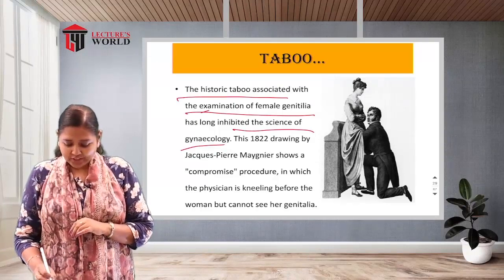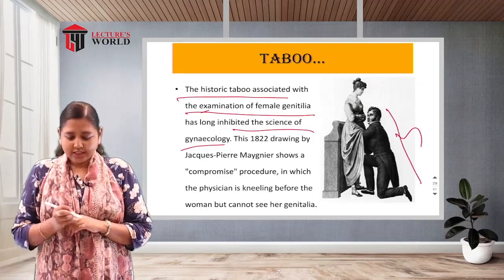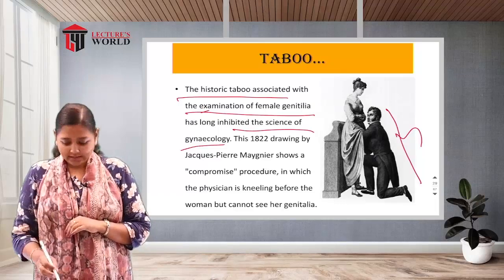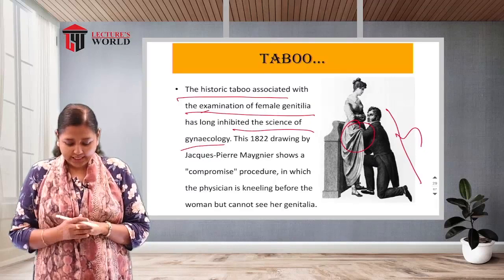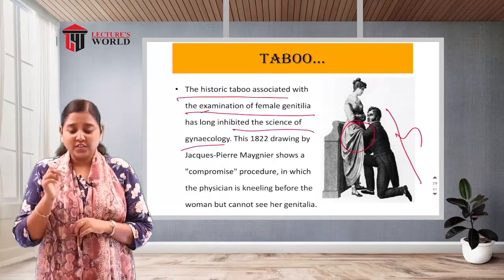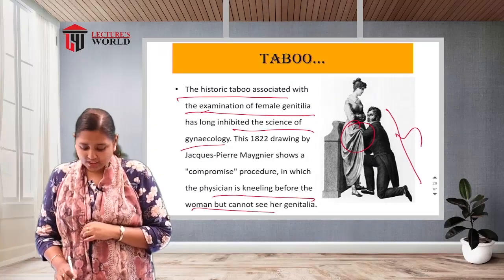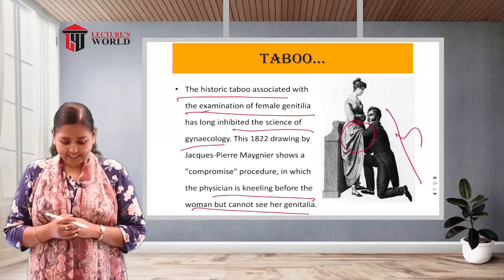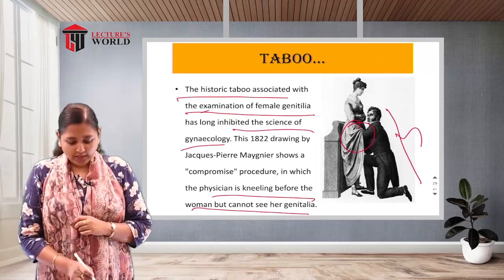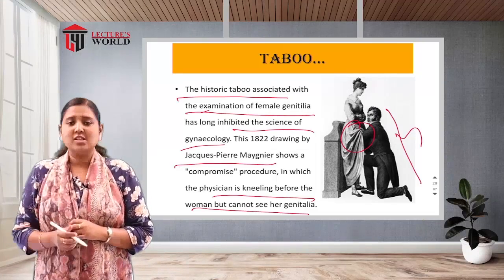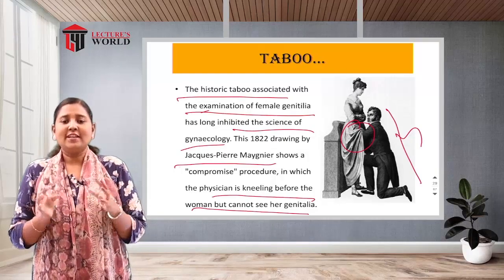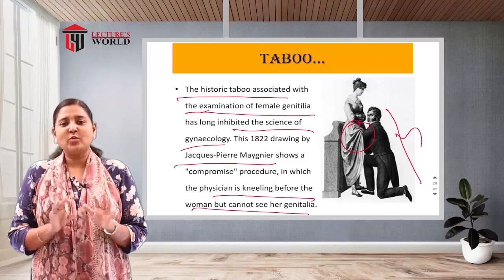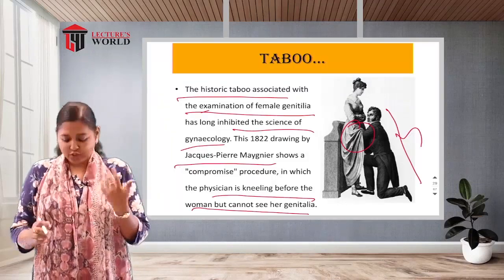And you can see a picture here. This is a doctor who is observing with the hands alone in the female genital area. And this is a procedure: a physician must kneel before the woman and he cannot see her genitalia. This was a drawing done by Jacques Perrig-Mayenker, and this was called a compromise procedure. He is compromising and looking after the genital area to identify the changes where he cannot visualize it directly.